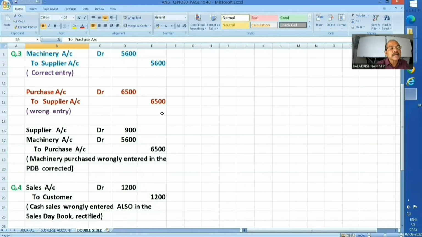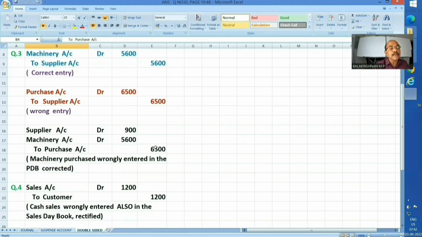Well, the correct entry would have been machinery account, but the value differs. The proper amount was 5,600. So machinery account debit 5,600 to supplier account 5,600. So we have to rectify this. How to have it rectified? Machinery account has to be essentially debited. So machinery account is debited 5,600. Purchase account needs to be credited to the extent of 6,500 since it was wrongly debited. Yes, that also we have done.